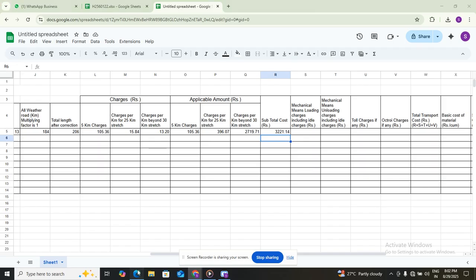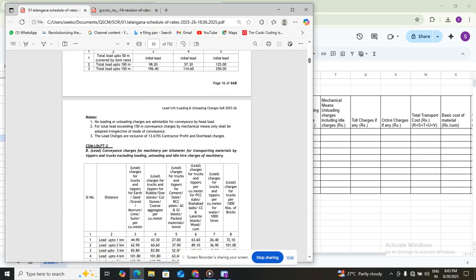We need to check here what the table is about. Conveying charges for machinery per kilometer for transporting machinery by tipper or trucks, excluding loading and unloading idle hire charges. There is the word excluding. This is important. Excluding means they are not considering the loading and unloading. We need to add it because while loading the materials, loading and unloading is happening. That's why we need to add the charges.